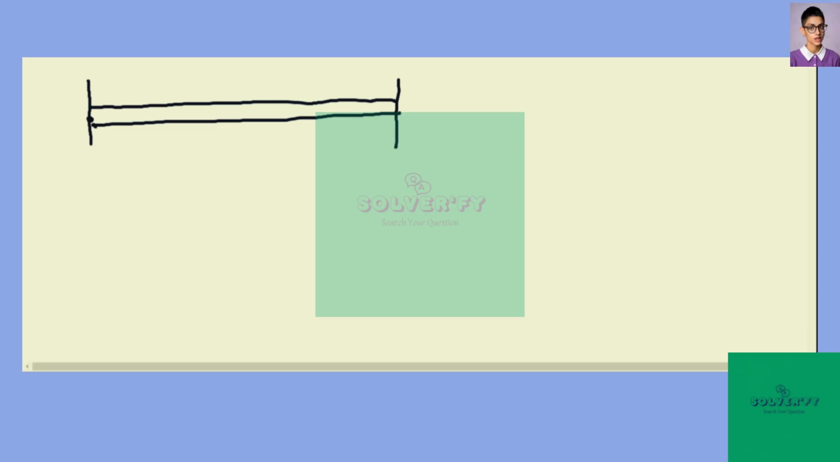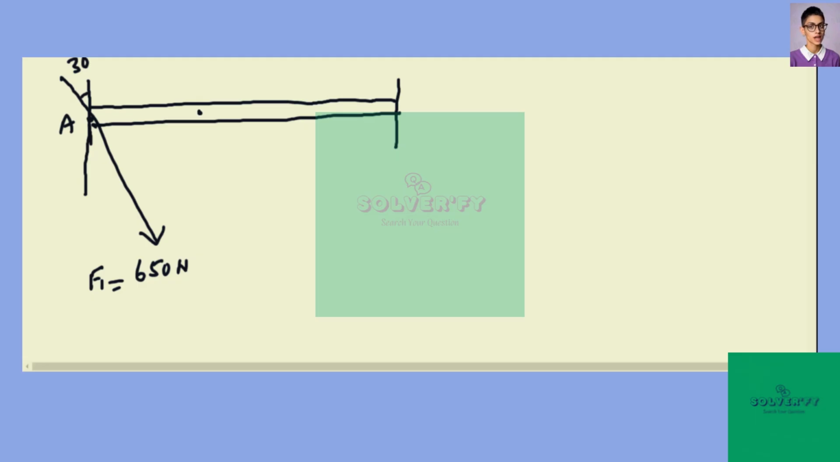In this problem, it is given there is a beam on which three forces are acting. One is 50 Newton along this direction, and it makes 30 degree. This is the point A. Say this force is F1.